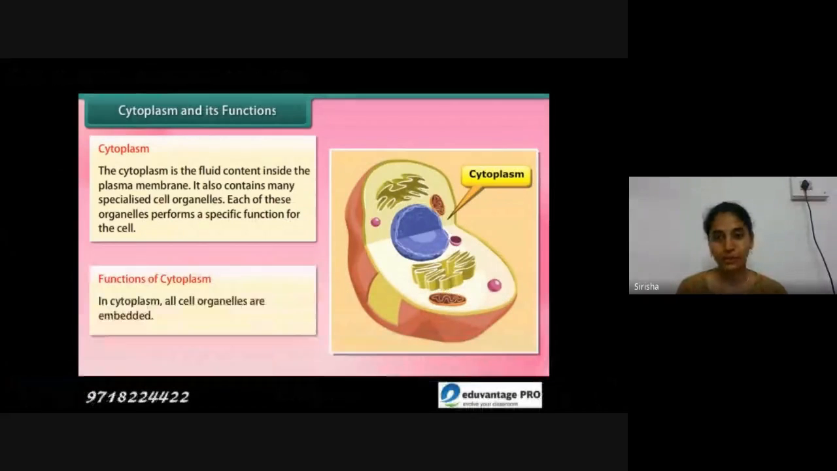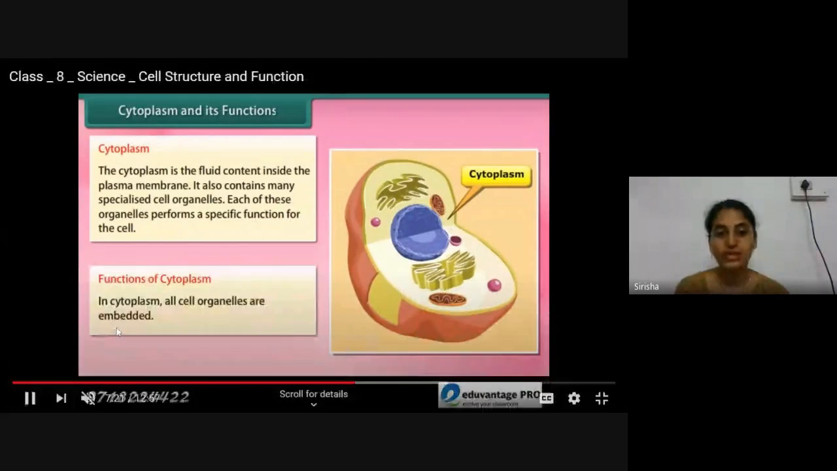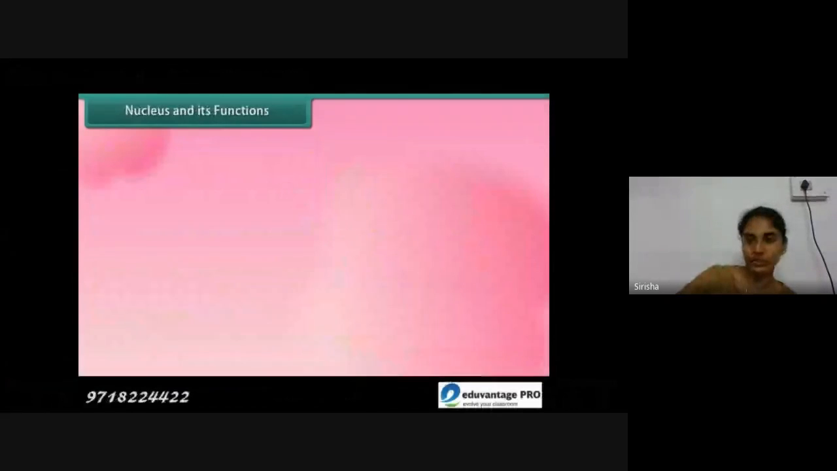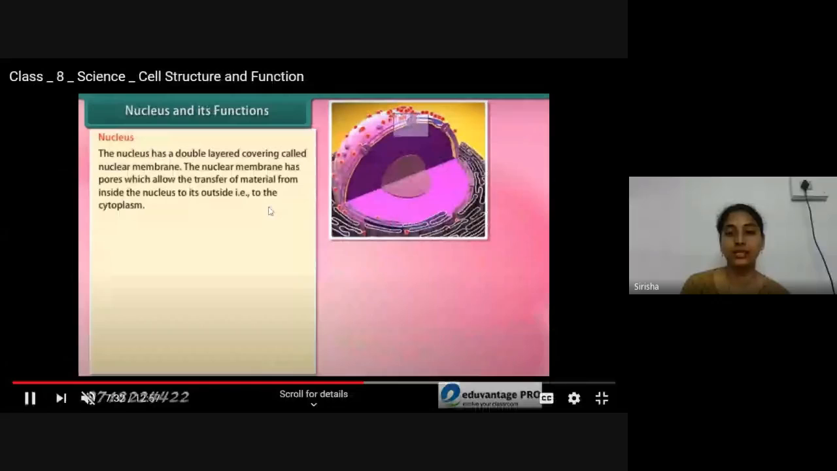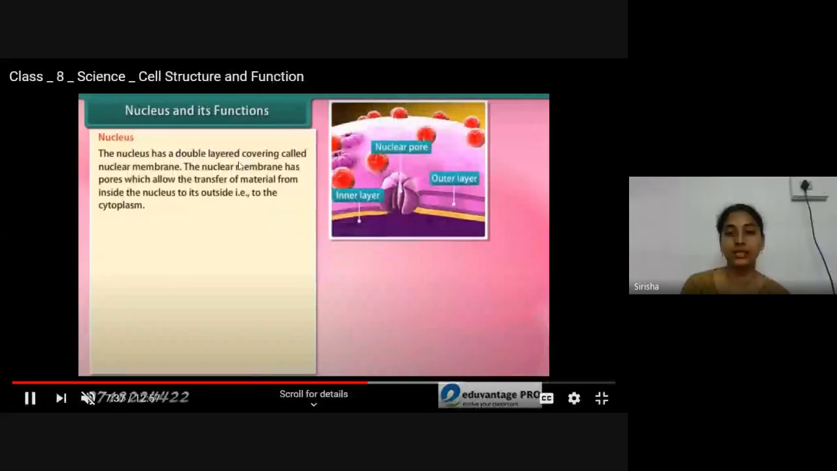What are the functions of the cytoplasm? In the cytoplasm, all cell organelles are embedded at particular positions. So this cytoplasm is a jelly-like substance. You might have seen the nucleus also, which is present in the middle. The nucleus is double-layered, and it has a membrane called the nuclear membrane.